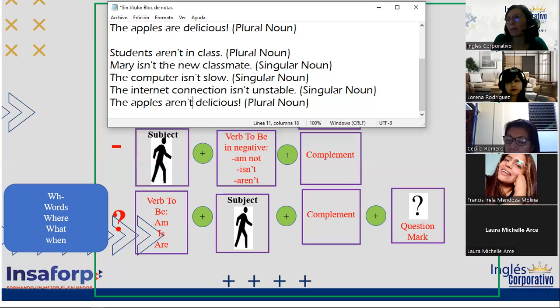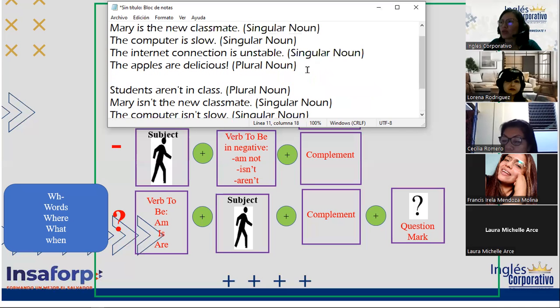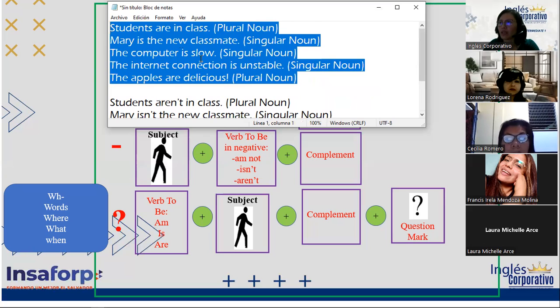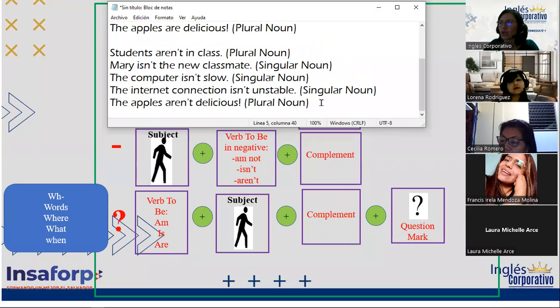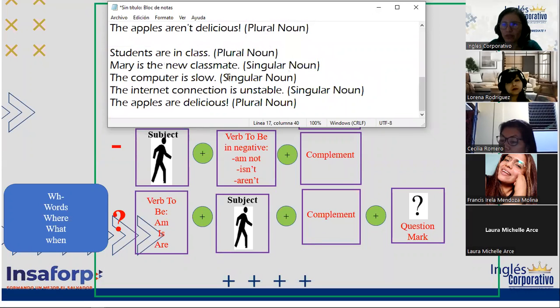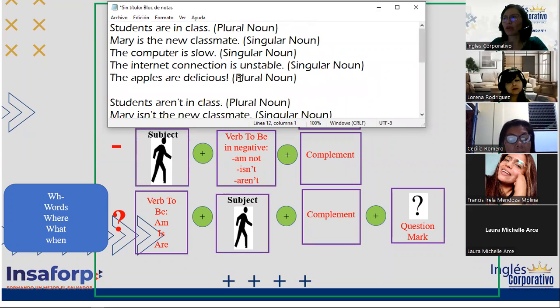Bueno, entonces, students are in class. Entonces, ahora yo la voy a convertir en pregunta. Me traigo todo lo que tengo acá, ¿verdad? Esta parte de acá. Y luego acá abajo, ¿verdad? Me vengo y me traigo esta información para acá. Entonces yo veo acá que la fórmula, the formula for questions, ¿verdad? Y vamos a ir especificando.